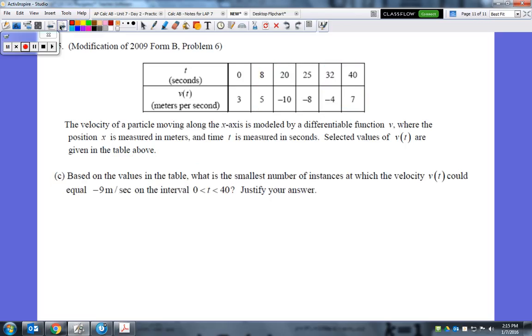All right. Based on the values, what is the smallest number of instances that the velocity could equal negative 9? Where's that one that you say? In between 20 and 25. Wouldn't that be like 4? There's 2 in between. Or 3 and 25. Oh, so you said here? And 8 and 20. And 8 and 20? And is that it? That's it, right? Okay, so 2.